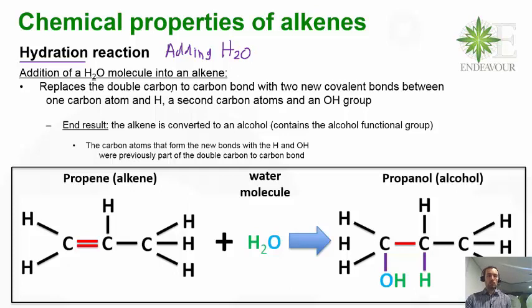So again, it's following the same pattern as we've just seen. We're going to break one of the carbon-to-carbon bonds within the double bond, and it's going to be replaced by new bonds to other atoms. Specifically, in this case, it'll be a bond to hydrogen and a bond to an OH group.